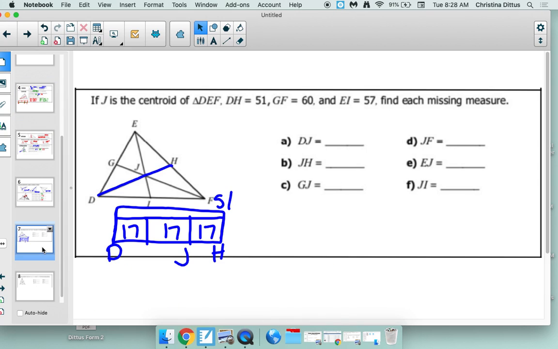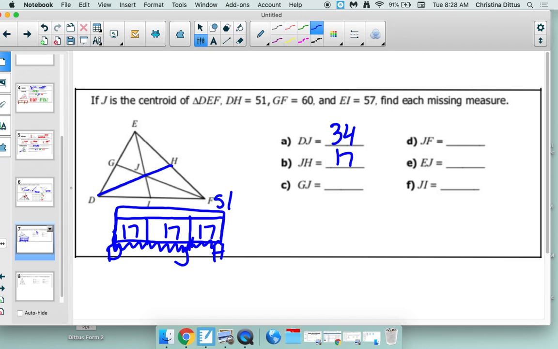So if each box is 17, how big is D to J? 34. And how big is it from J to H? 17. Okay, so we've used the DH one. I'll cross that off. GF is my whole line.